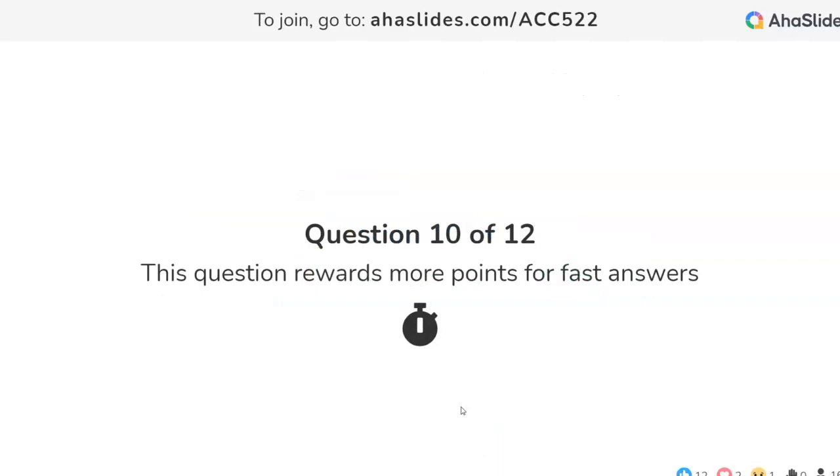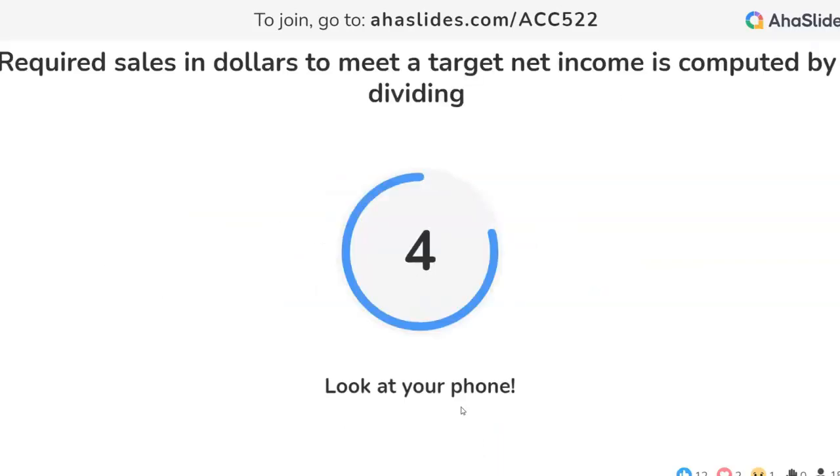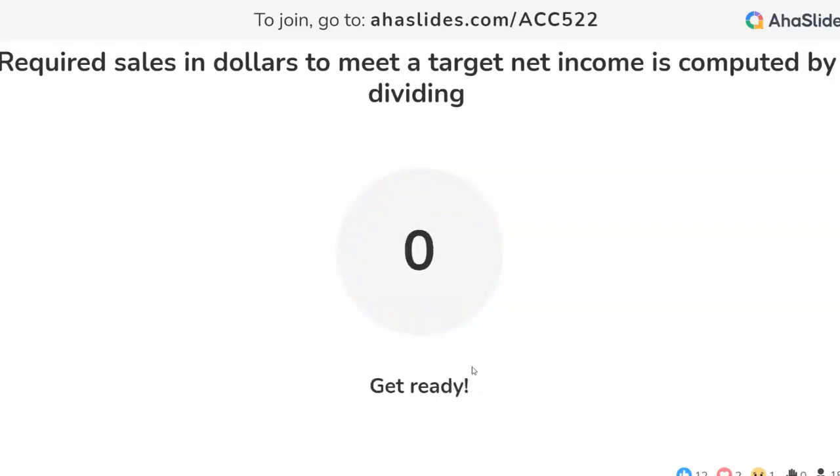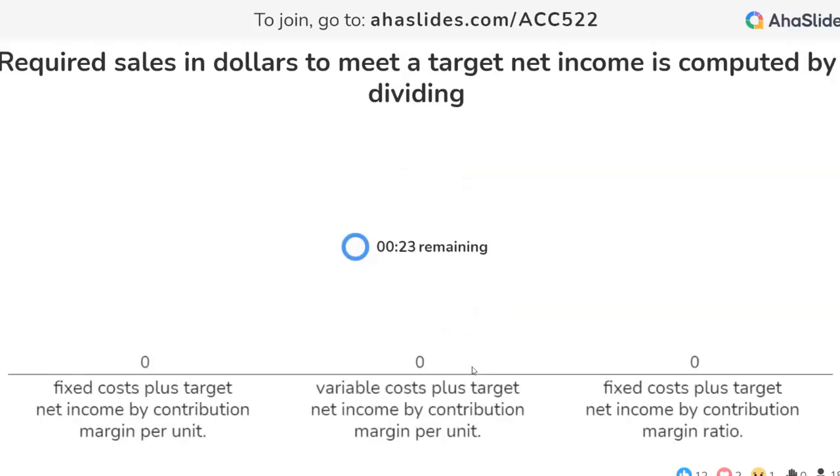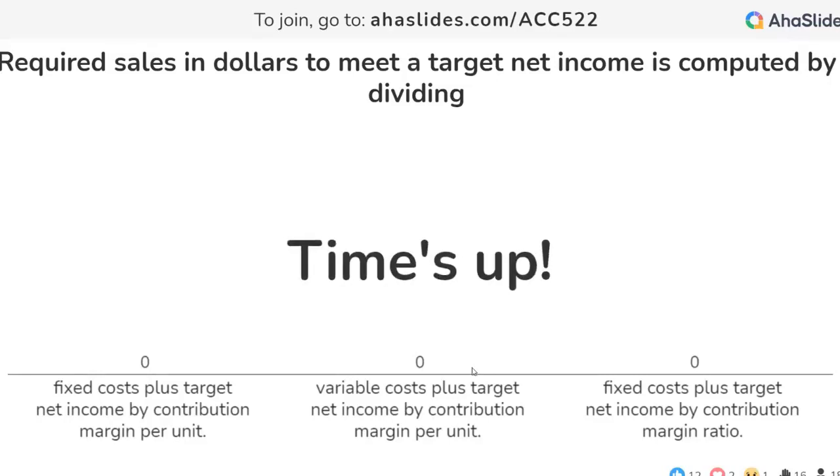Question 10 of 12. Required sales dollars to meet target net income is computed by dividing fixed cost plus target net income by contribution margin per unit. Wait a minute now. They want sales dollars. Variable cost plus target net income by contribution margin per unit. They want sales dollars, so I got to use the ratio. Fixed cost plus target net income by contribution margin ratio.